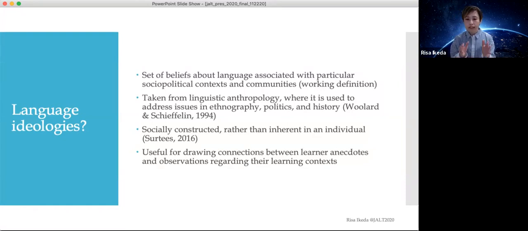So for me, it's important not just to take that one belief and ask how that belief is going to change, or how popular that belief is, but to connect how that belief came about, how it is connected to that person's background, and how that is going to connect with when they go study abroad, how that context is going to change those beliefs. So it's a systematic change. And so I found language ideologies useful for drawing connections between learner anecdotes and my own observations regarding their learning context. I could start to connect those concepts in my research.